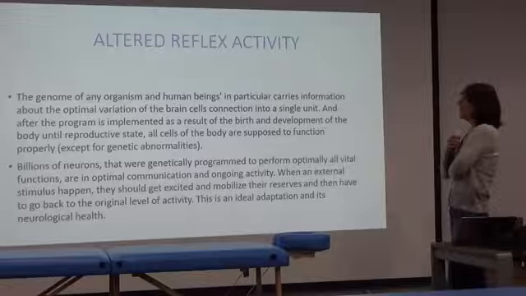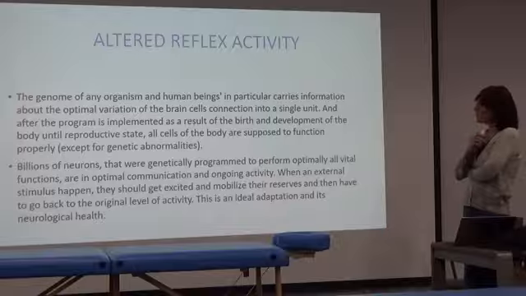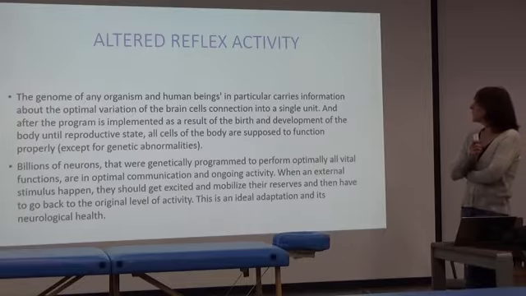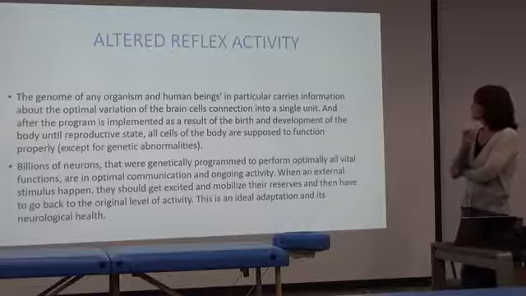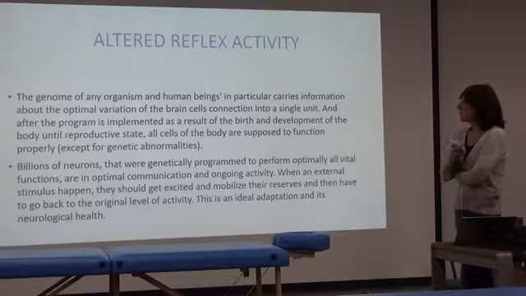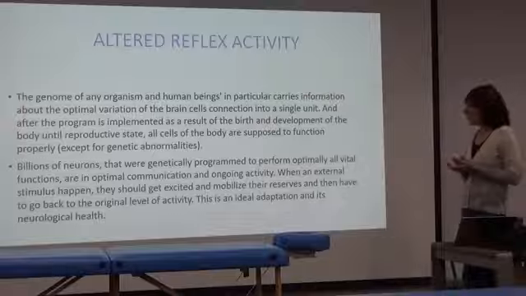The genome of any organism, including human beings, already carries the optimal variation of the brain cell connection into a single unit. And after this program is implemented as a result of birth and development of the body until reproductive state, all cells in the body are supposed to function properly, except for, again, genetic abnormality. We are designed to function properly.